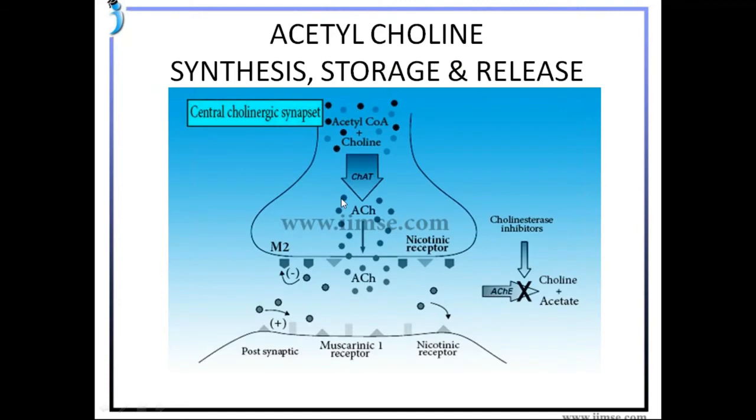Whenever there is an influx of calcium ions, acetylcholine is released by the process called exocytosis. What is exocytosis? There is a protein which binds with the vesicles, that is synaptobrevin, and there is a protein which binds to the nerve membrane. They both unite and create a pore, which is the exocytosis. Thereby this acetylcholine is released, and once it binds to the receptors, it transmits its action, that is your action potential. Once its action is done, this acetylcholine is broken down by the enzyme acetylcholinesterase.